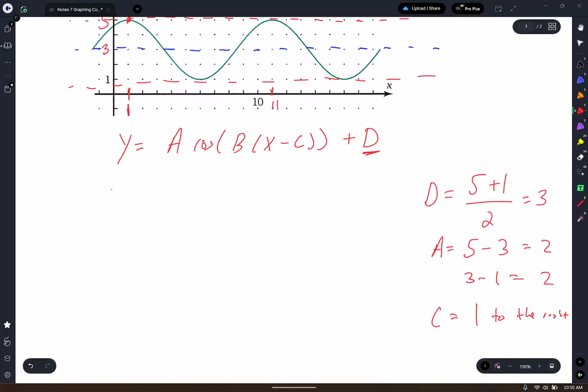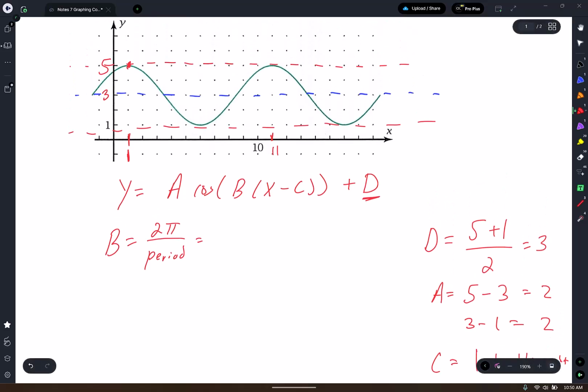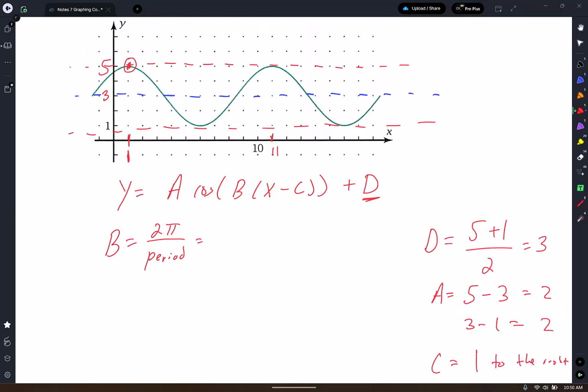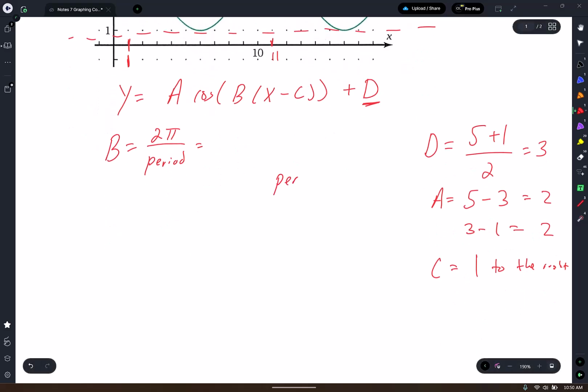Now, to get the b, I need to figure out what the period is. If this were in degrees, I would do 360 divided by period. But I'm not in degrees. I'm in radians. So instead of 360, I'm going to use 2 pi. 2 pi divided by period. Well, I have a peak at 1, and I have another peak at 11. So let me go down here and write period first. To find the period, peak to peak, 11 minus 1.